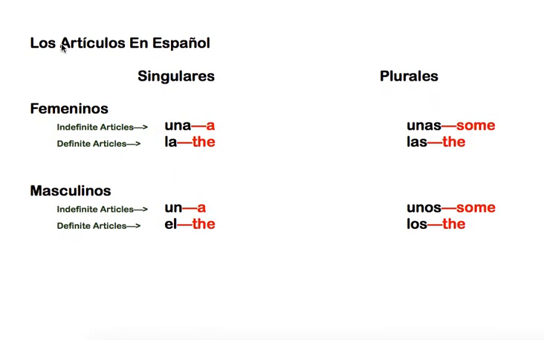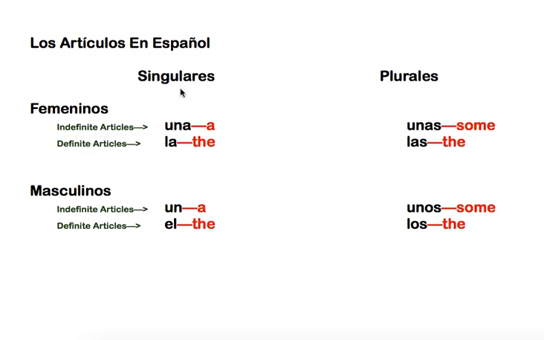So, los artículos en español. We're going to use this chart to discuss and present the articles in Spanish. We're dividing them using three different properties. Number, so singular, singulares, plural, plurales. This is in the plural form because we're talking about artículos, which is a plural word, so the adjective is plural. Femeninos, masculinos, feminine, masculine. So this is the category gender. And indefinite, definite. So again, general and specific.